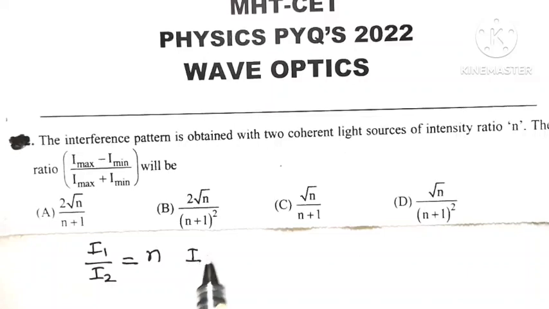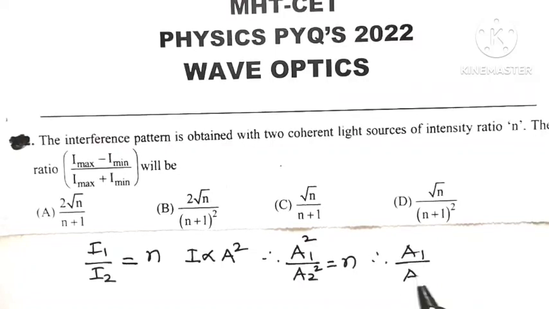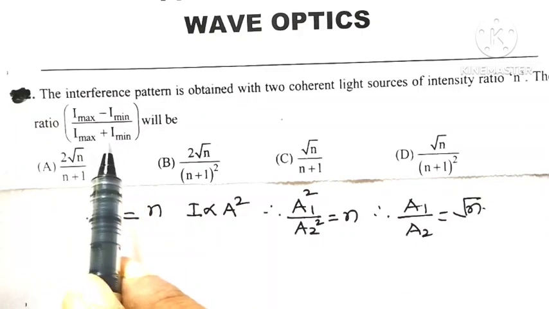Because we know intensity is directly proportional to the square of amplitude, and as I1 by I2 equals n, if A1 is the amplitude of the first wave and A2 is the amplitude of the second wave, then I1 upon I2 equal to n means A1 square upon A2 square is equal to n, or A1 upon A2 is equal to root n.